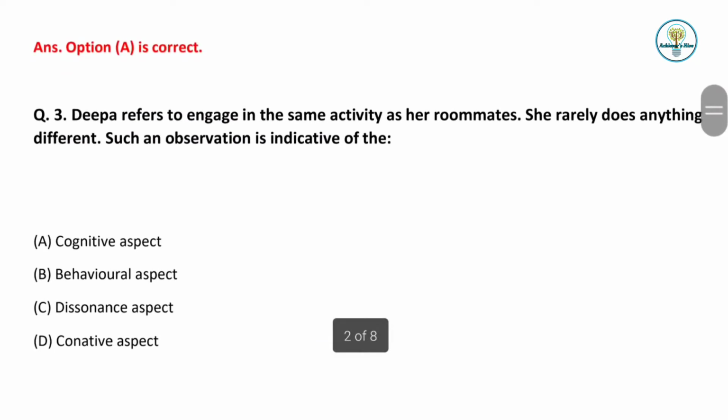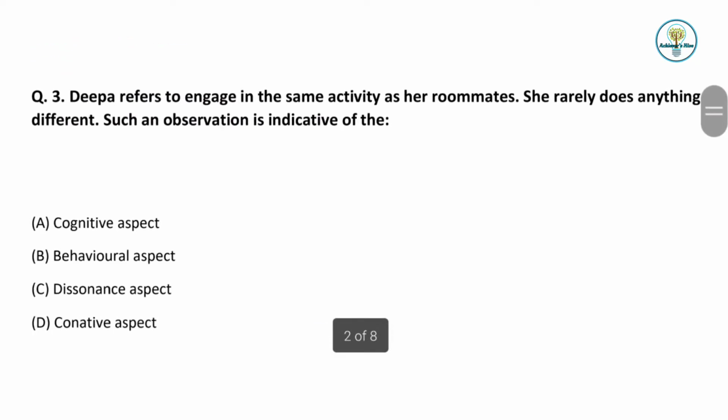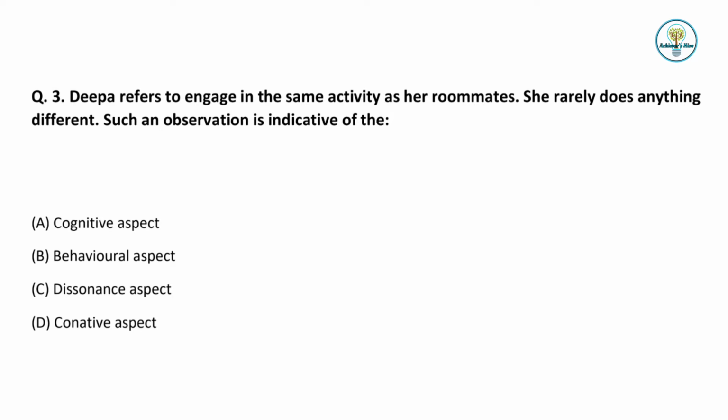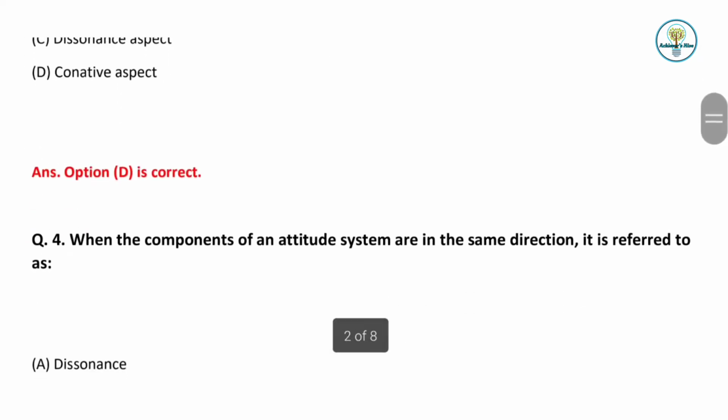Coming to the next question, Deepa tends to engage in the same activity as her roommates. She rarely does anything different. Such an observation is indicative of what? So you have to choose the correct option: cognitive, behavioral, dissonance and conative. There are four options. Deepa is engaging in the same activity as her roommate. She is like copying her roommate. She is doing something that is physiological, so it is the cognitive aspect of it, right? So the correct answer for question number 3 is option D.